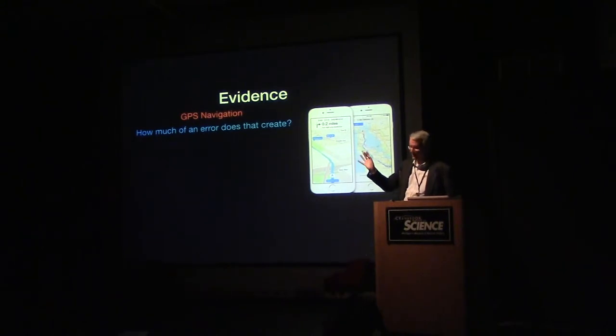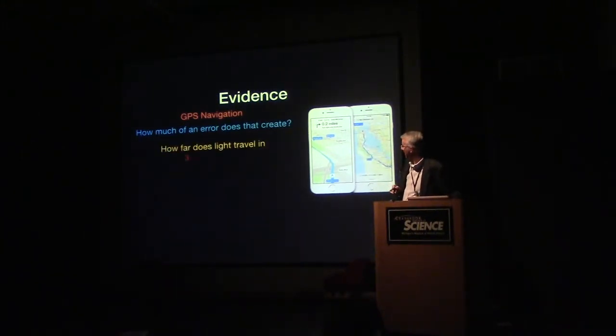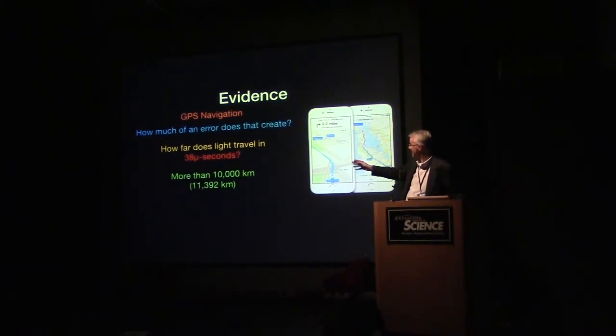Now it's 38 microseconds. I mean, come on, a microsecond. Milliseconds are thousandths of a second, a microsecond is a millionth of a second, so 38 millionths of a second. That can't be much. But remember, we're talking about radio wave propagation, which is occurring at the speed of light, a constant through a vacuum. So how far can something travel in 38 microseconds if it's going the speed of light? The answer is more than 10,000 kilometers. The actual number that I calculated is 11,392 kilometers.